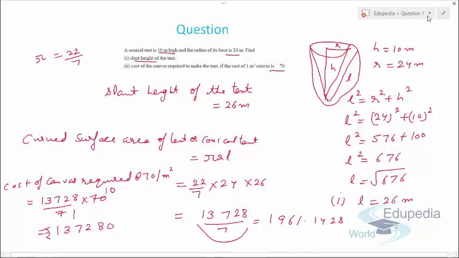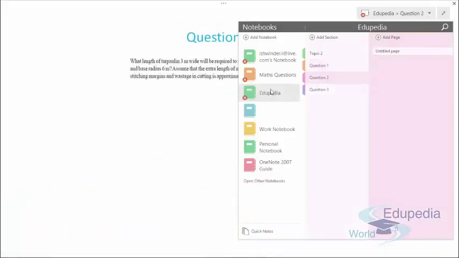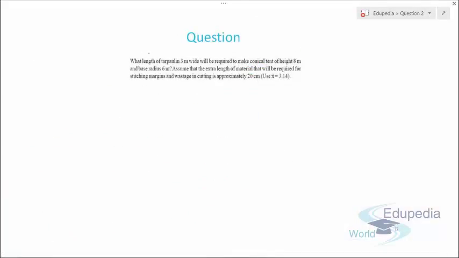So let's discuss the next question, which is question number 2. Now the question says that what length of tarpaulin 3 meter wide would be required to make a conical tent of height 8 meter and base radius 6 meter? Assume that the extra length of material that would be required for stitching a margin and wastage is approximately 20 centimeters. So it's a very interesting question. So please watch this question very carefully, and we need to use the value of pi as 3.14, right?